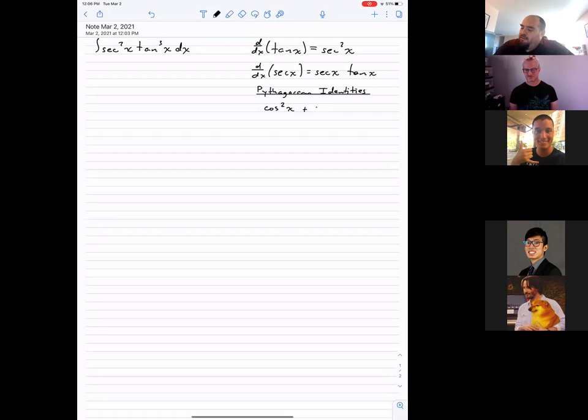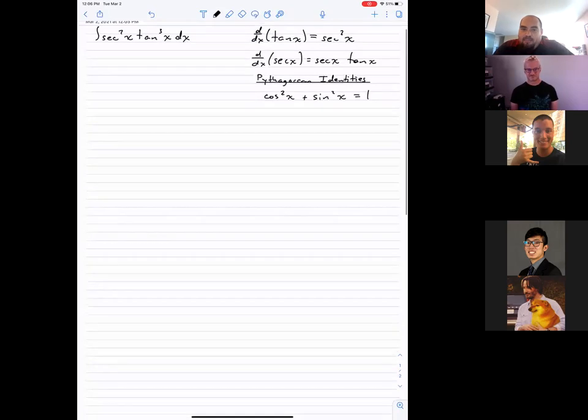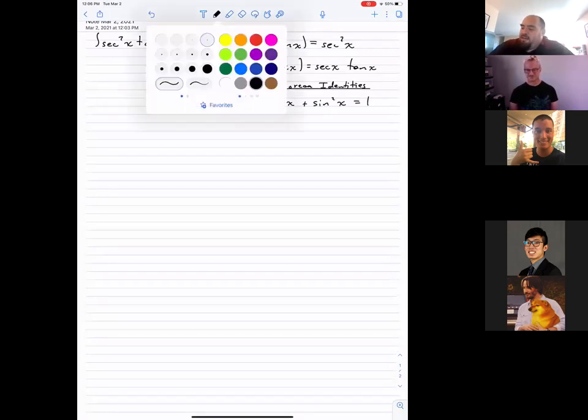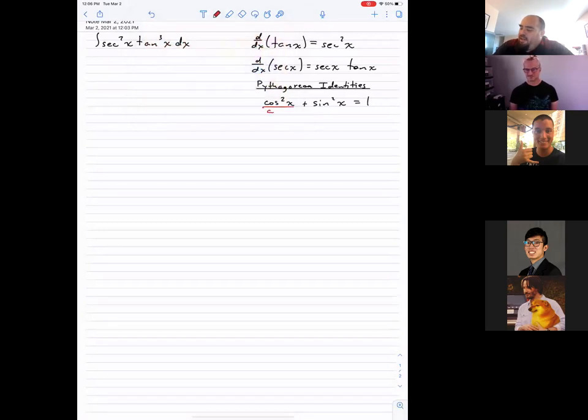Cosine squared of x plus sine squared of x equals 1. I'm hoping, and I'm confident, that most of you remember that. It's one of the things you've hopefully committed to memory over the last few years. But from that, we can build up a couple of others. I'm going to divide every term by cosine squared of x. And from there I get 1 plus, what is sine squared over cosine squared? Tangent squared. And 1 over cosine squared? Secant squared.